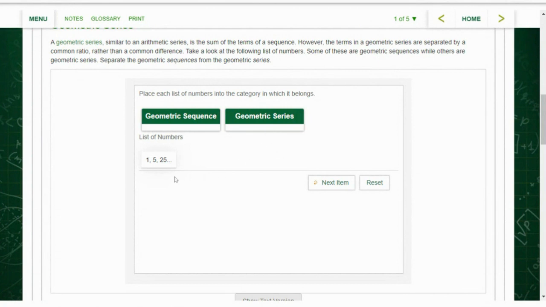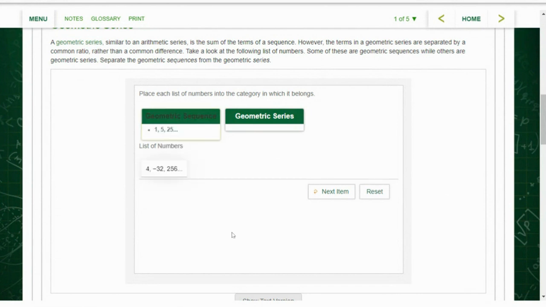So if we look at this list of numbers, we have 1, 5, 25. Well, that is a geometric sequence. It's being multiplied by 5 each time, and it's not adding them together. It's just giving us the list of numbers. So that would go up in the sequence.